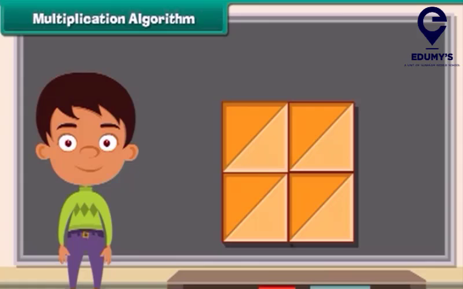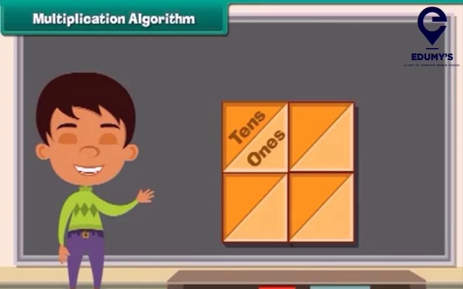Every cell in the grid is diagonally divided into 2. The upper triangle is for tens place and the lower triangle is for ones place. Let us now use this grid to multiply two-digit numbers.